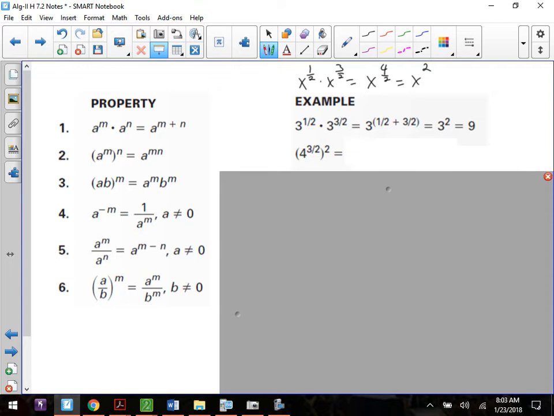When I have, and I apologize that they use slashy fractions, I think it's awful. When we have power to power here, I have 4 to the 3 halves, squared. So when you have power to power, you have to multiply those. So I would get 3 halves times 2, which is 6 halves, otherwise known as 3. So you get 4 cubed, which is 64.